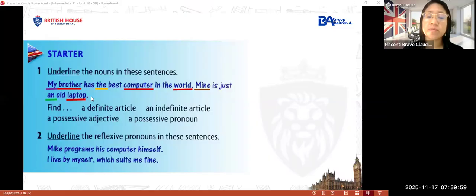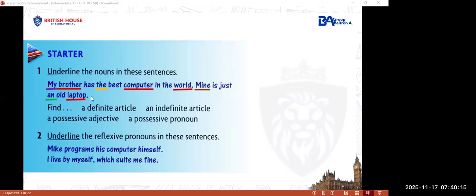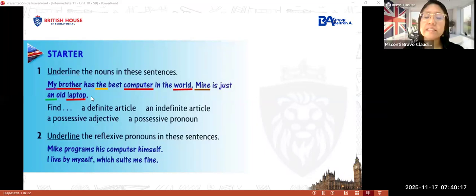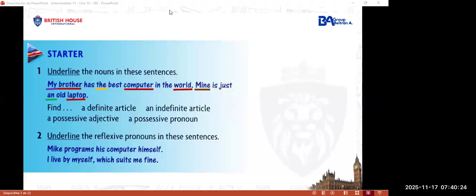Remember, reflexive pronouns are pronouns that usually show that a person does something by themselves, or without anyone's help. So we have this: Mike programs his computer himself. In this statement, which one is the reflexive pronoun? Tell me, Gustavo. Sorry, Miss, I have a question about the sentences.